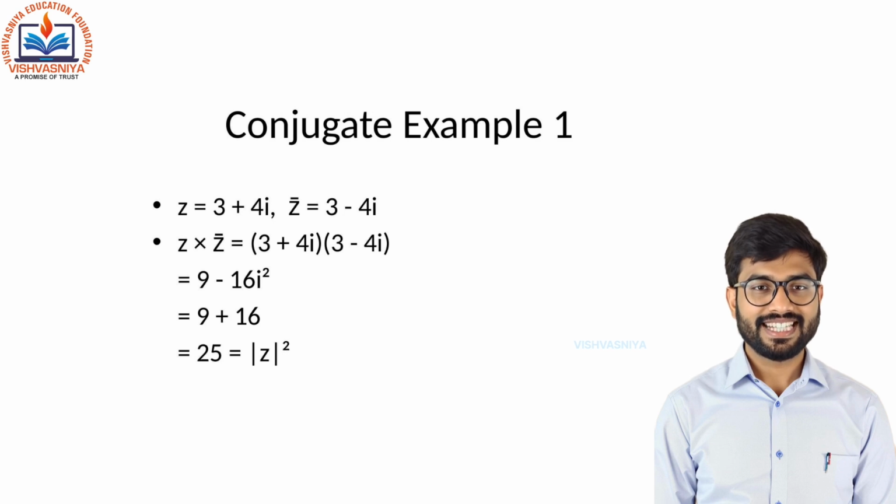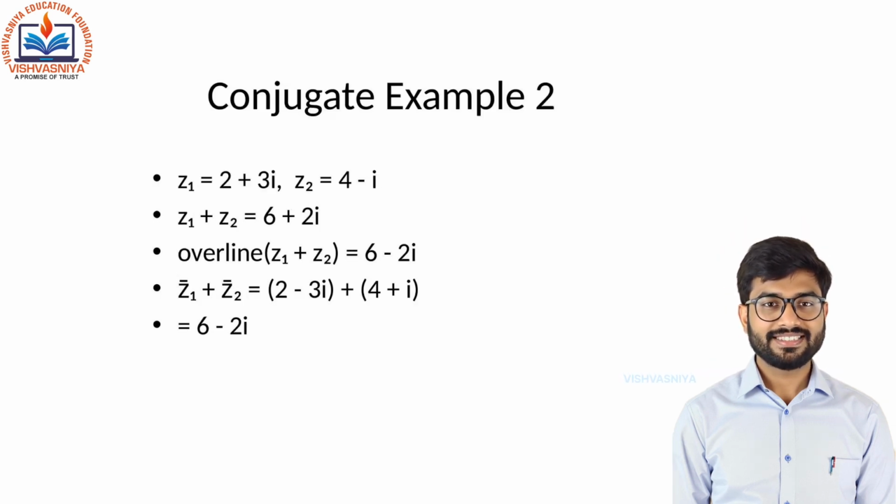Example 1. z equals 3 plus 4i, conjugate z bar equals 3 minus 4i. Now, z multiplied by z bar is equal to (3 plus 4i)(3 minus 4i) is equal to 9 minus 16i squared. Since i squared is equal to minus 1, this becomes 9 plus 16 is equal to 25. That is the same as modulus of z squared.